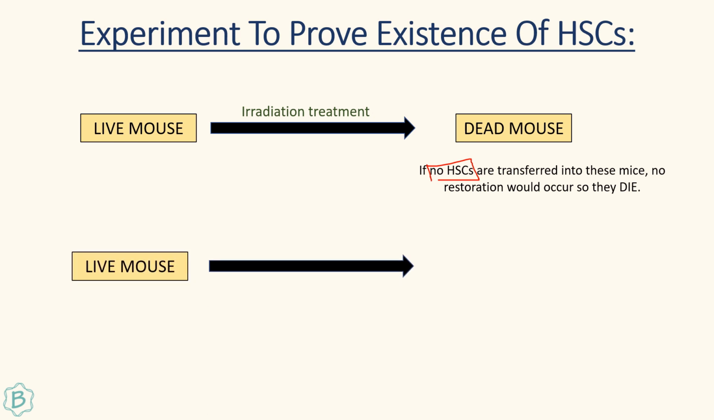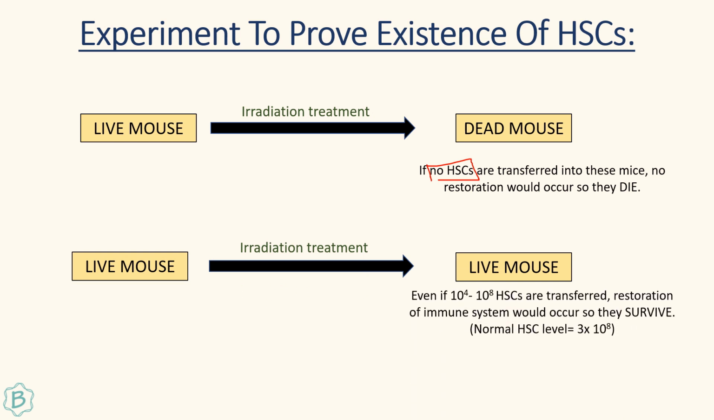Now in the second scenario, again an irradiation treatment was given, but now they saw that the mouse actually survived. So what they did different over here is they transferred 10^4 to 10^8 hematopoietic stem cells into this mouse, which allowed its immune system to be completely restored, and this is why the mouse survived. Now another point that they noticed is that the 10^4 to 10^8 hematopoietic stem cells which they transferred was actually much lesser than the normal level in the mouse, that's about 3 x 10^8.